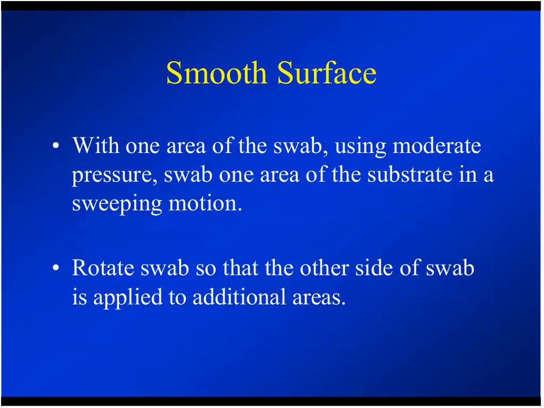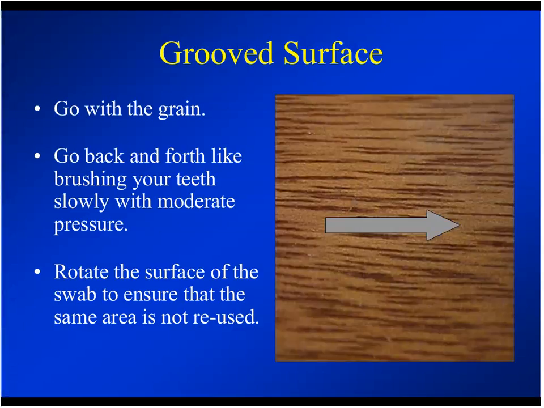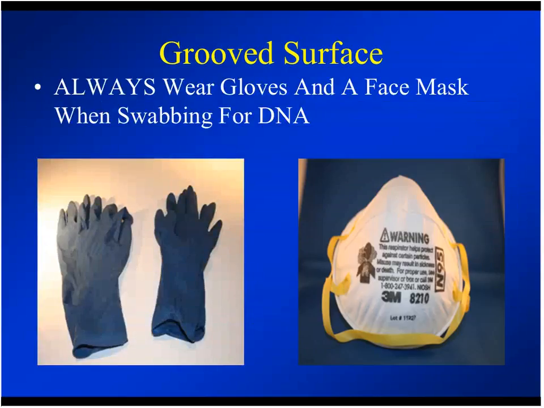Again, to convert in centimeters and smooth areas. With one area of the swab, using moderate pressure, swab one area of the substrate in a sweeping motion. We want to rotate the swab so that the other side of the swab is applied to the additional areas. We want to go with the grain. We go back and forth like brushing your teeth. Using moderate pressure, we rotate the surface of the swab to ensure that the same area is not reused.